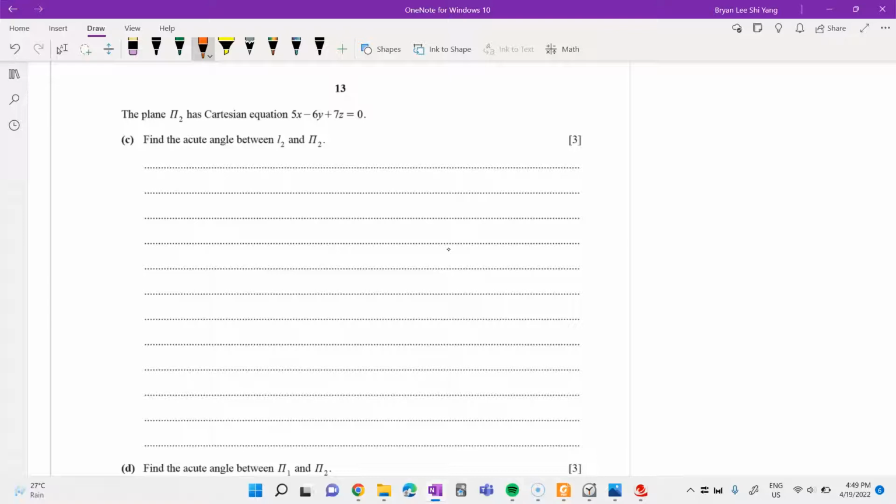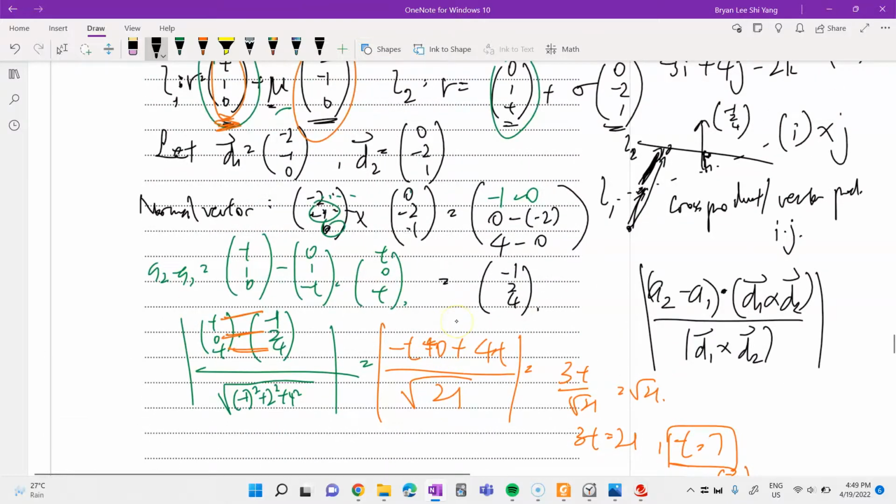Okay, so if your plane has an equation that looks like this, again, a random arbitrary plane, your normal vector would be in the form of this one. So this normal vector is (5, -6, 7). And then find the acute angle between plane 1 and plane 2.